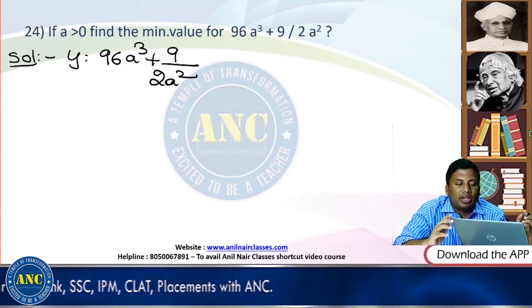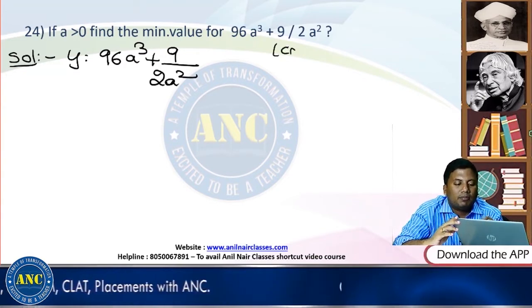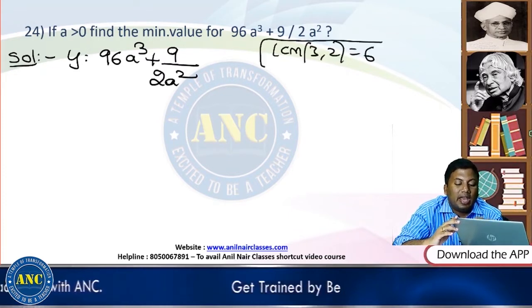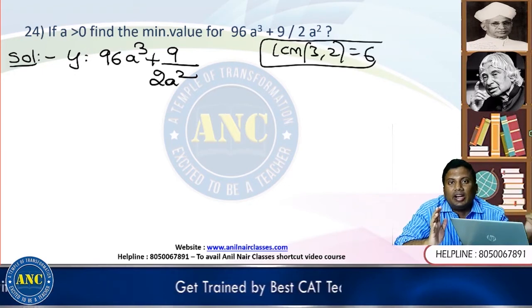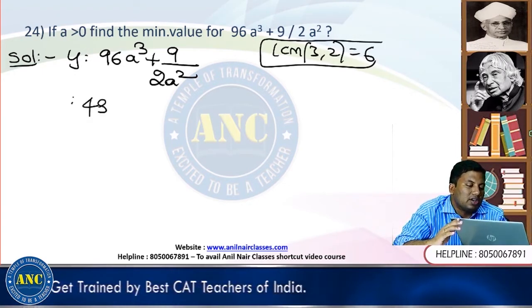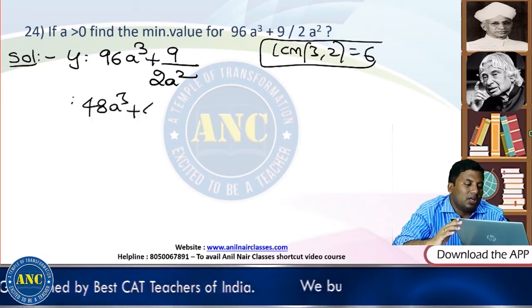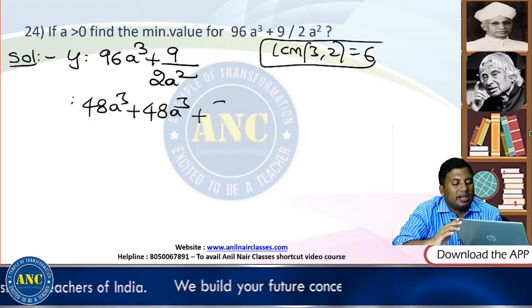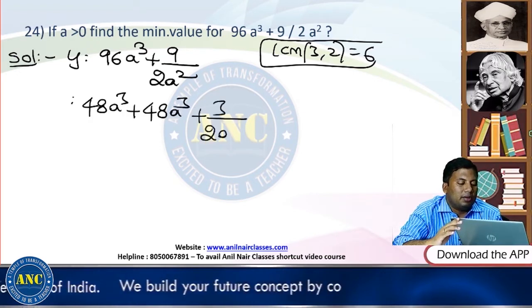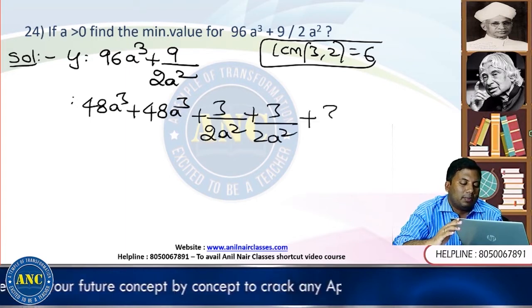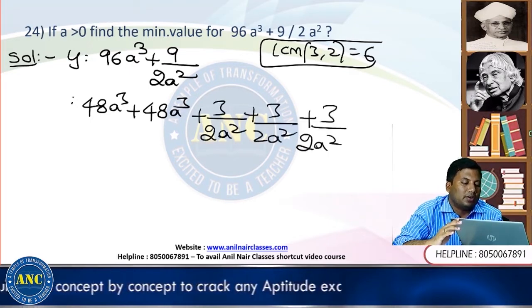We have a square and a cube. The LCM of 3 and 2 is 6, so they will meet at a power 6. Let us try to make it a power 6. Divide 96a cube into two parts: 48a cube plus 48a cube. Divide 9 by 2a square into three parts: 3 by 2a square plus 3 by 2a square plus 3 by 2a square.